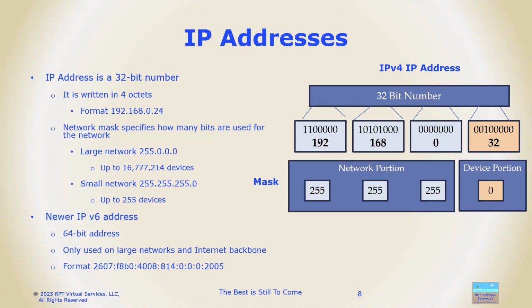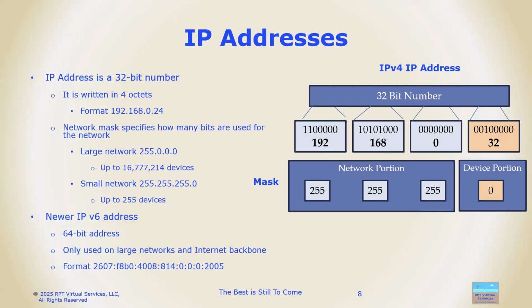Most of the devices you'll see will be on a small network, and the mask will be 255.255.255.0, or it can be /24. Sometimes they'll use that as a different nomenclature.